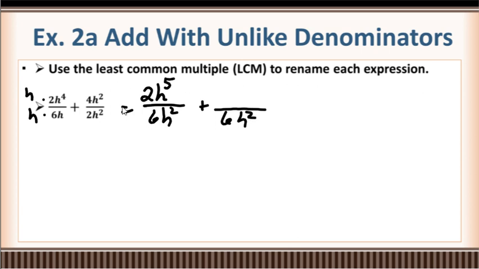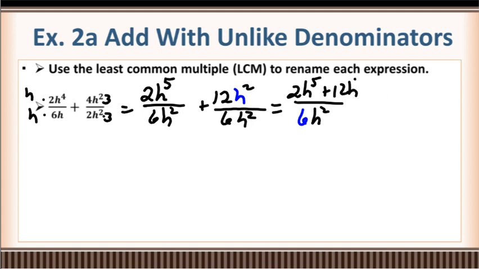I need to get from 2 to 6, so I need to multiply this by 3. And whatever I do in the numerator, I do in the denominator. So 4 times 3 is 12. And then I have my h squared. Now I can add, the denominators are the same, so 6h squared, 2h to the fifth, plus 12h squared. I can now factor.